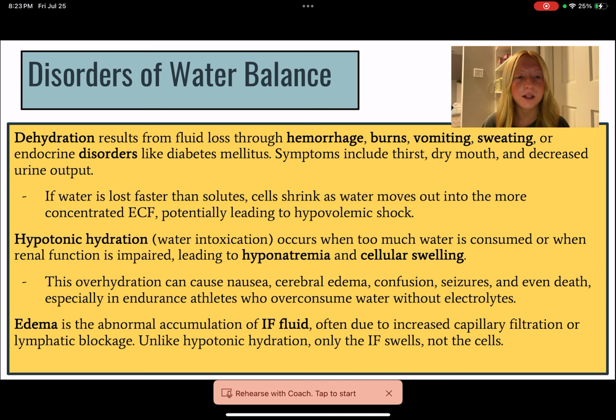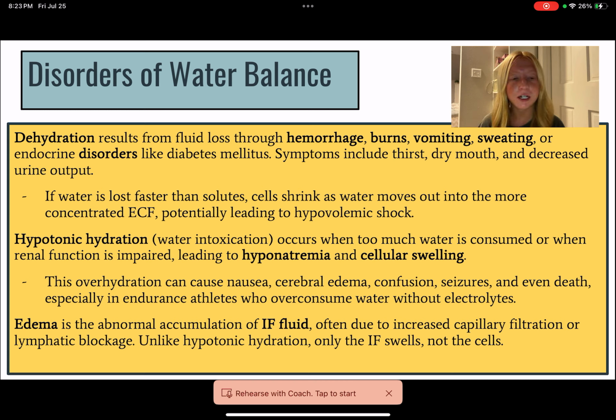Disorders of water balance. Dehydration is one of the disorders that results from fluid loss through hemorrhages, burns, vomiting, and more, and symptoms include thirst, dry mouth, and decreased urine output. If water is lost faster than solutes, the cells can shrink as water moves out to the more concentrated ECF, and this can lead to hypovolemic shock.